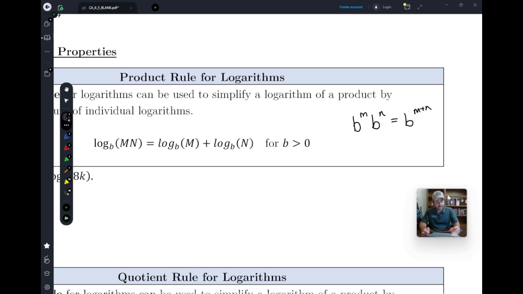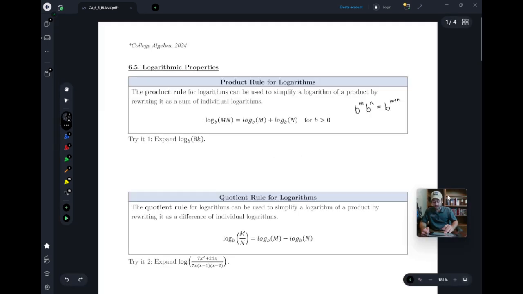And so what you see here is you have multiplication on the outside of the bases, multiplication outside of the exponent, turning into addition on the inside of the exponent. Well, it's flip-flopped now. Now we've got multiplication on the inside, turning into addition on the outside. So it's the inverse property. I'm going to leave that up there. It's the inverse property, but flipped for logarithms.